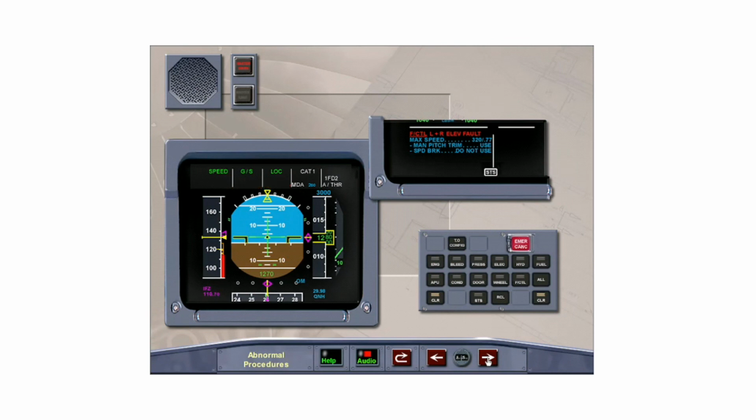With the loss of both elevators, only manual pitch trim is available for pitch control. As well as the ECAM warning, the message Manual Pitch Trim Only is displayed on the PFDs. Do not use the speed brakes because of the induced pitch changes, which may be difficult to control with manual pitch trim only. Clear flight controls by pressing the Clear button on the ECAM control panel.